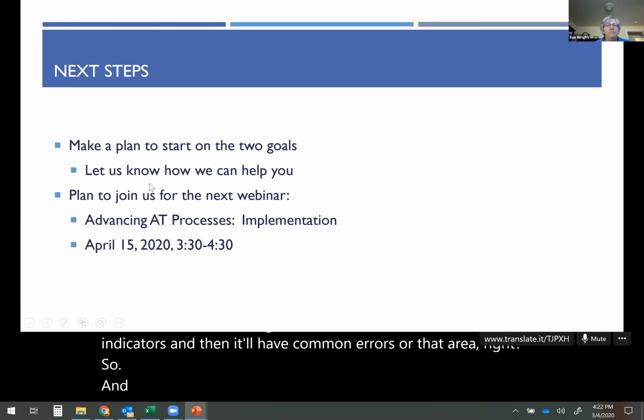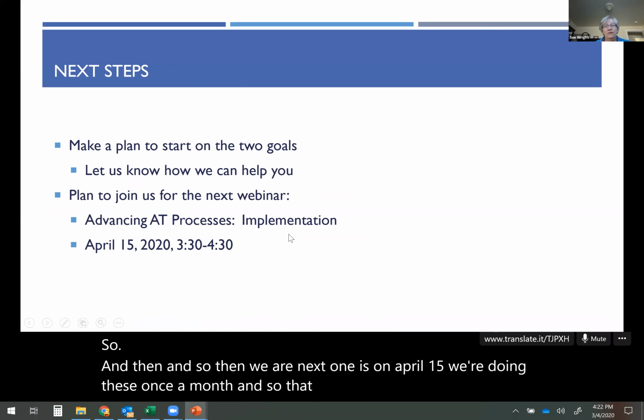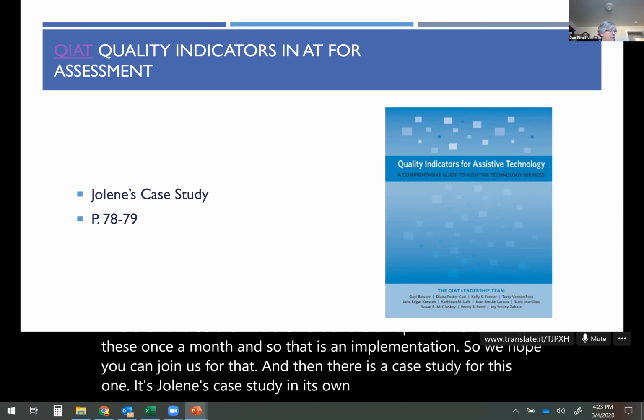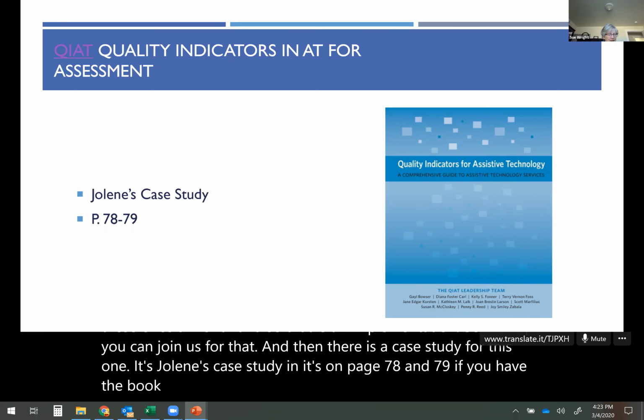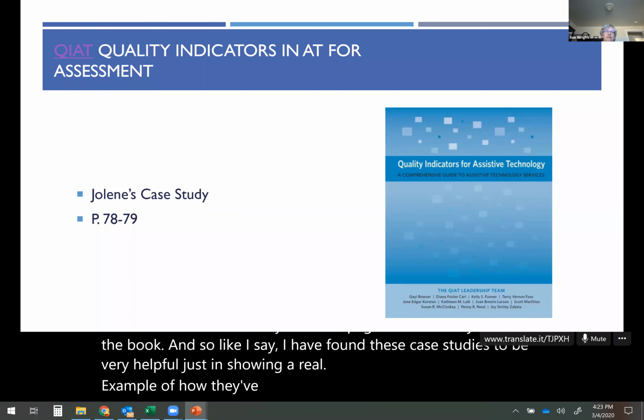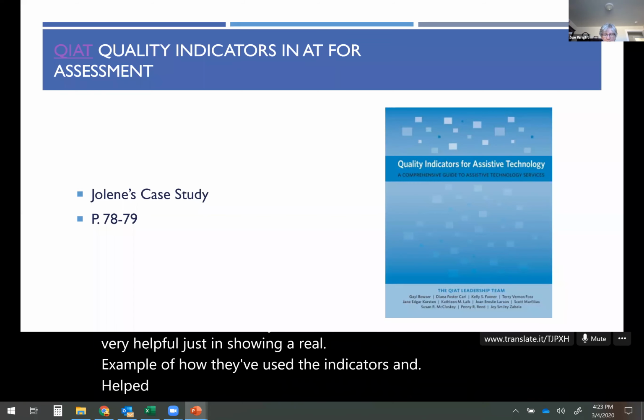And then our next one is on April 15th. We're doing these once a month, and that one is on implementation. So we hope you can join us for that. And there is a case study for it: it's Jolene's case study, on page 78 and 79 if you have the book. Like I say, I have found these case studies very helpful in showing a real example of how they've used the indicators and helped out in a process for an actual real student.